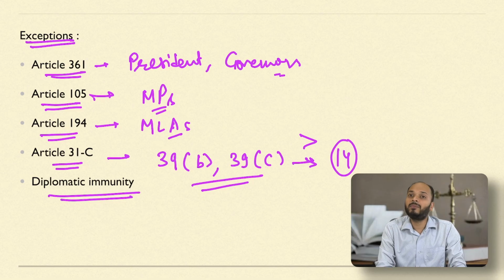So I'm saying there are various exceptions within the Constitution to Article 14, but by and large Article 14 ensures there remains equality before law as well as equal protection of law in our country. So this was Article 14, the first article of the right to equality. The next article is Article 15, which we shall be discussing in the next video.